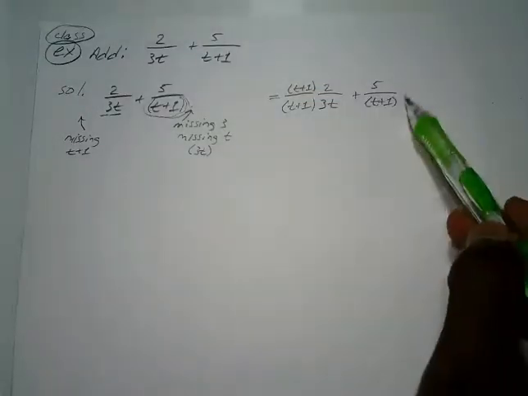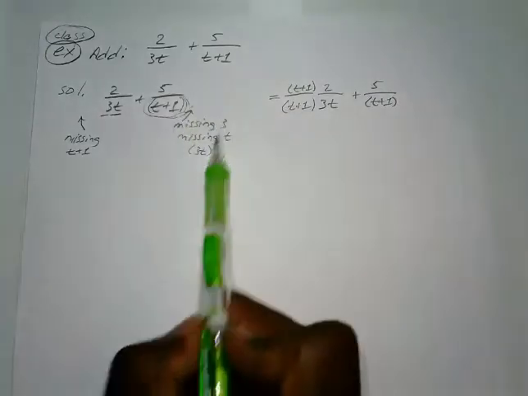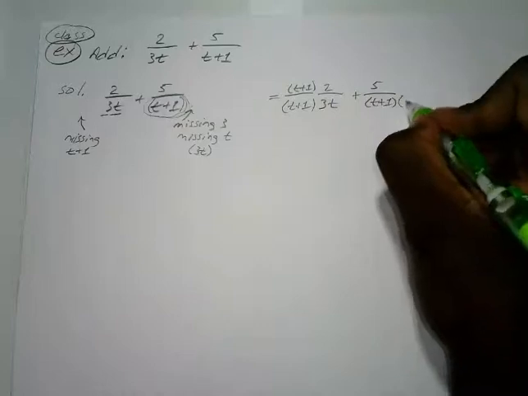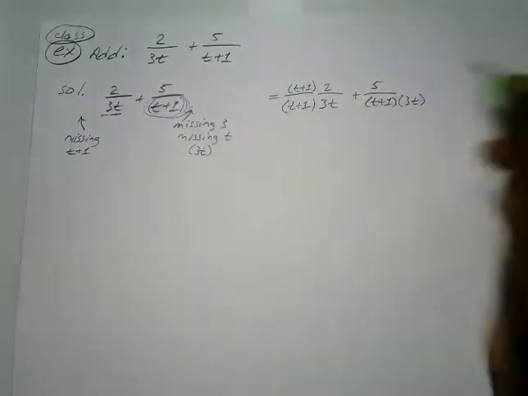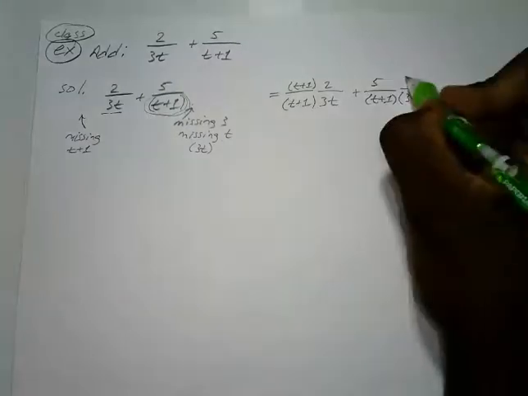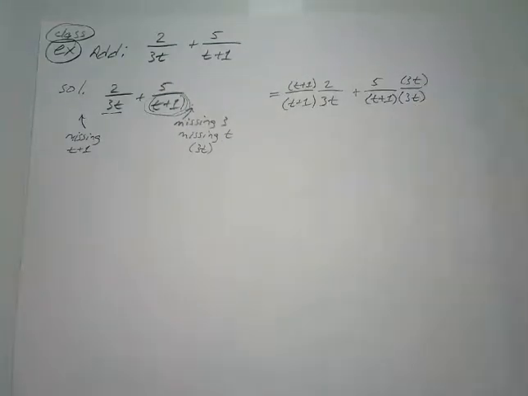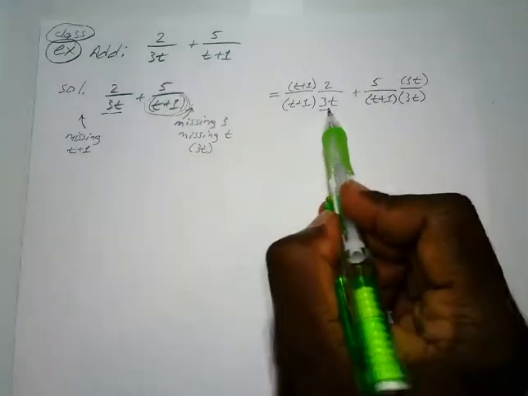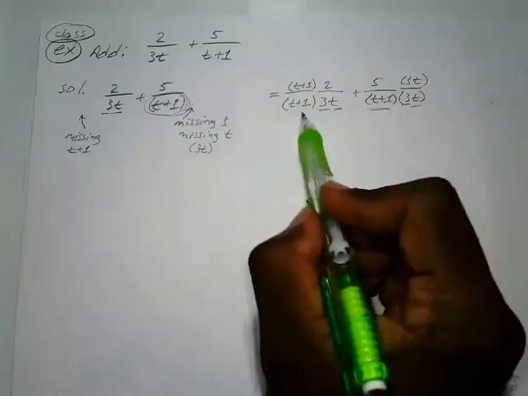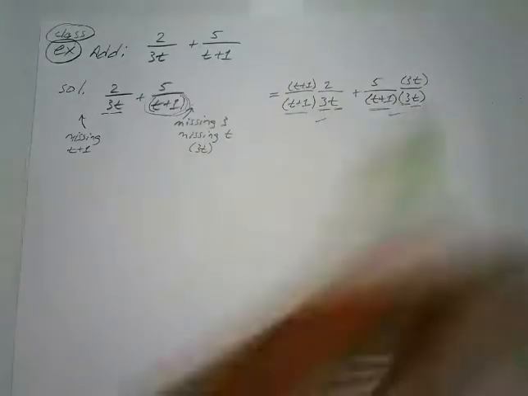Okay, so same thing over here. We're missing a 3 and a t over here. So we can solve that by multiplying the denominator by 3t. But of course, whatever you do to the denominator, you have to do to the numerator also. Multiply that one by 3t. Okay, so you have a 3 here, a 3 here. You have a t here, a t here. You have a t plus 1 and a t plus 1. So we're matching on both sides.